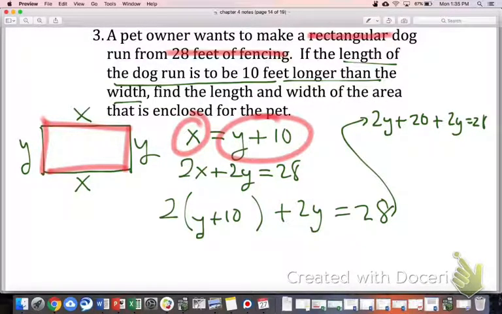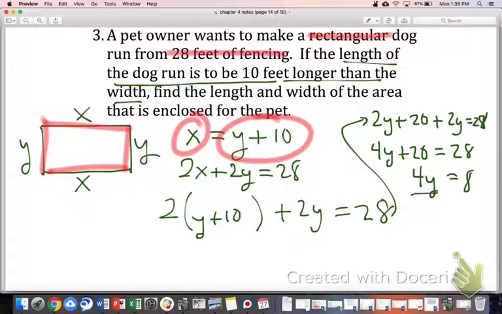Oh, didn't quite fit that in there. There we go, 28. Do you guys see the like terms on the left? Let's add those up first. What's 2Y plus 2Y? 4Y. So you get 4Y plus 20 is equal to 28. We subtract 20 from both sides and we get 4Y is equal to 8.